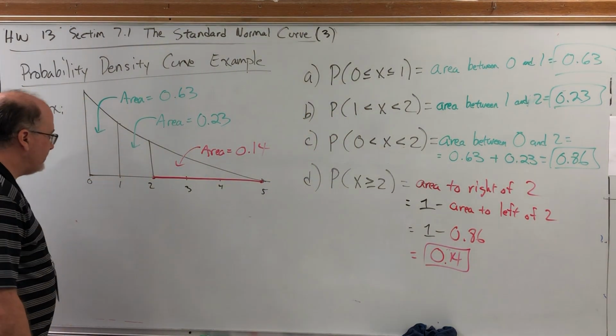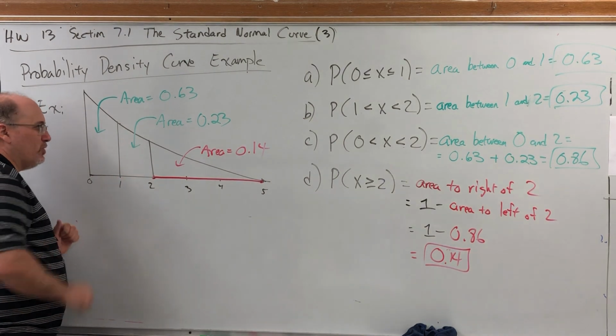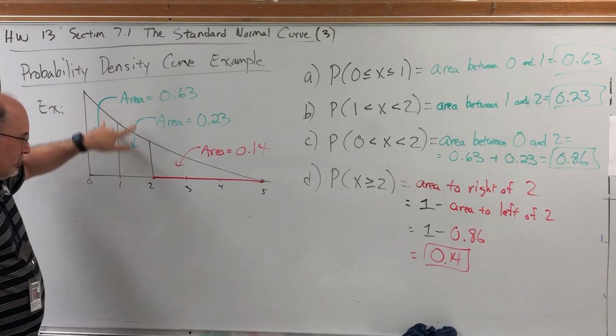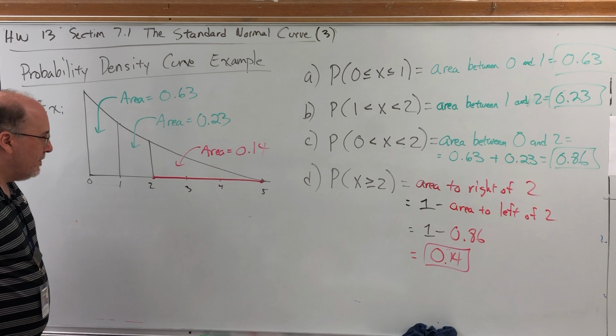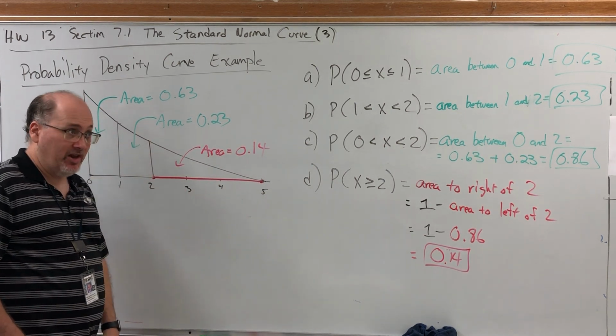So to summarize, the area between two numbers represents the probability that x is between those two numbers. The areas are additive as long as the sections don't overlap. And to find the area to the right of something, it's just 1 minus the area to the left of something.